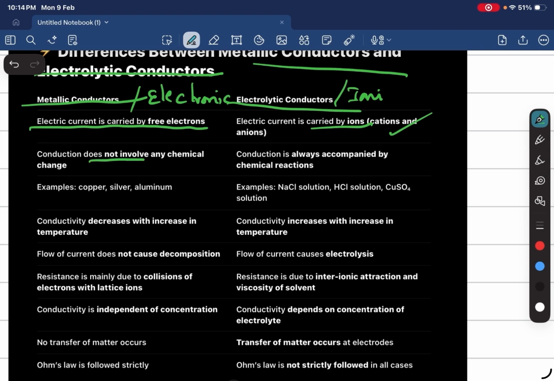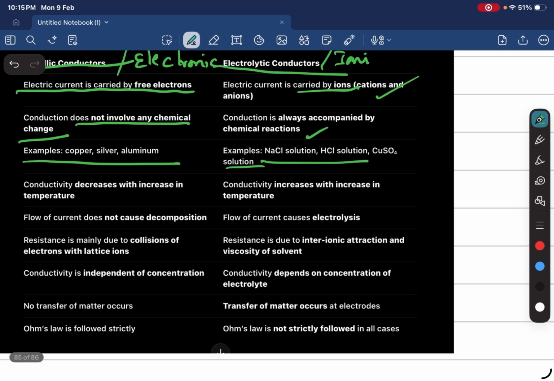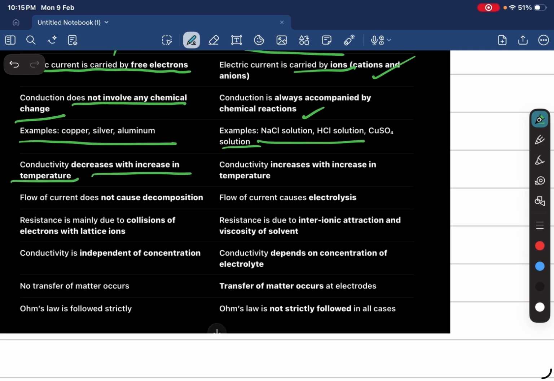Conduction in metals doesn't involve any chemical change because it is related to electrons. Conduction in electrolytes always happens with chemical reactions because the chemical itself is converted into ions. Example for metallic: all the metals. Conductivity decreases with increasing temperature. The reason is that the electrons vibrate instead of flow when the temperature of the metal increases, so resistance increases and conductance decreases in metallic conductors.